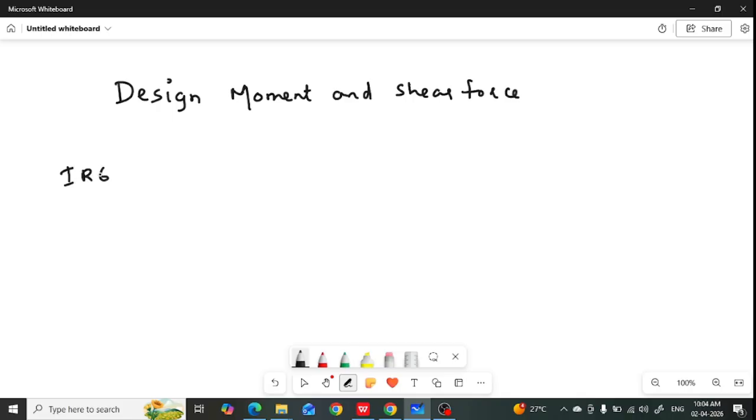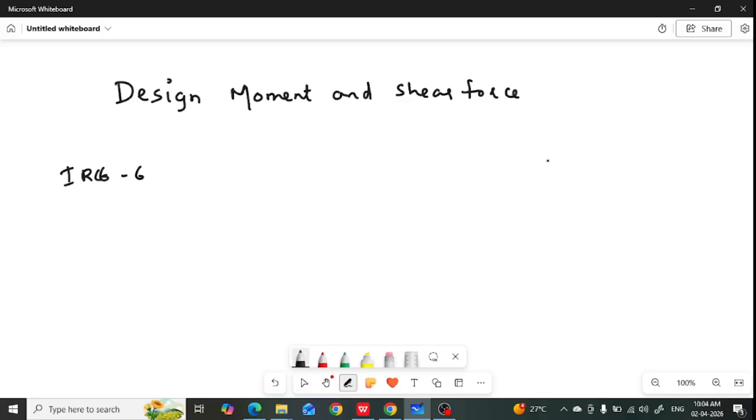So first we will talk about design bending moment and shear force. Okay, so in IRC 6, they have given the formula to design the ultimate bending moment.